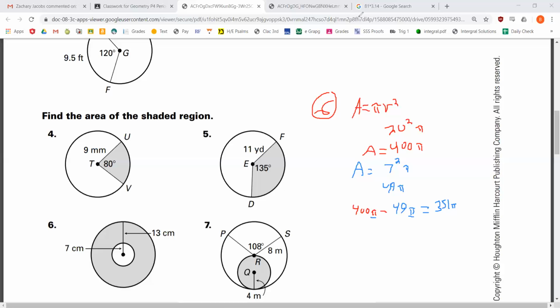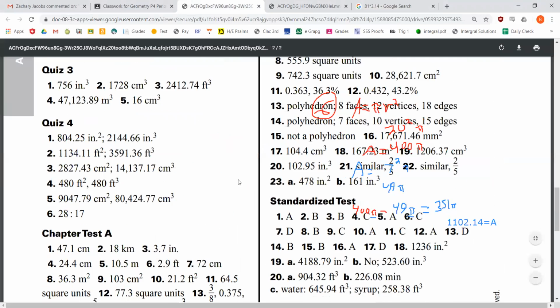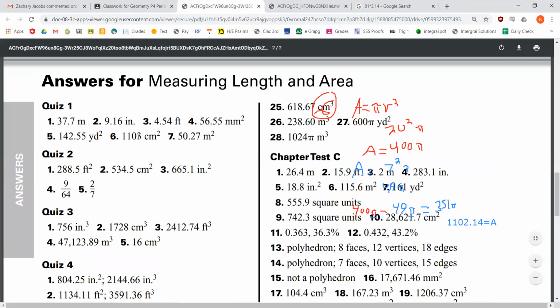Okay, from there, we just go to our calculator. So 351, and I'm going to times that by 3.14. So I end up getting 1,102.14, which equals the area of the shaded region. And let's just look back here. This is number 6, I believe. They rounded to 100.3. That's fine.